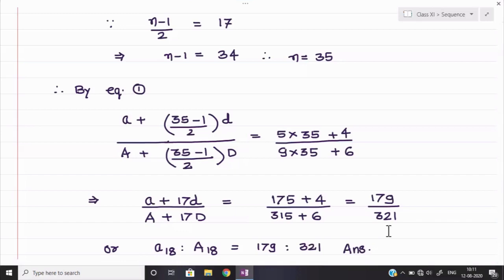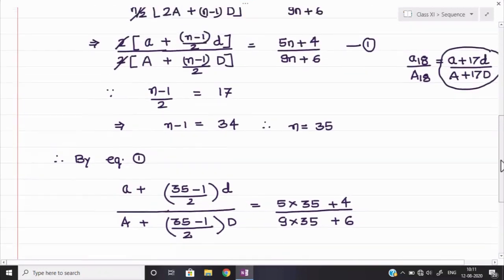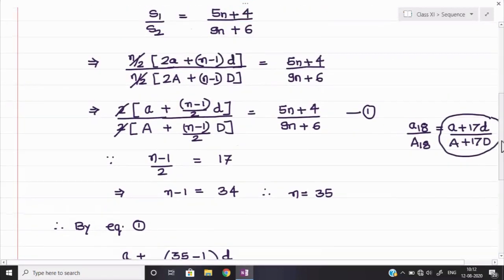Only remember the (n minus 1) upon 2, you have to compare with the proper term. For example, if they say find out the ratio of 28th terms, then you will compare (n minus 1) upon 2 with 19, one less from the required terms. And why one less is coming, that also I have explained to you. Right, now let us see the next question.